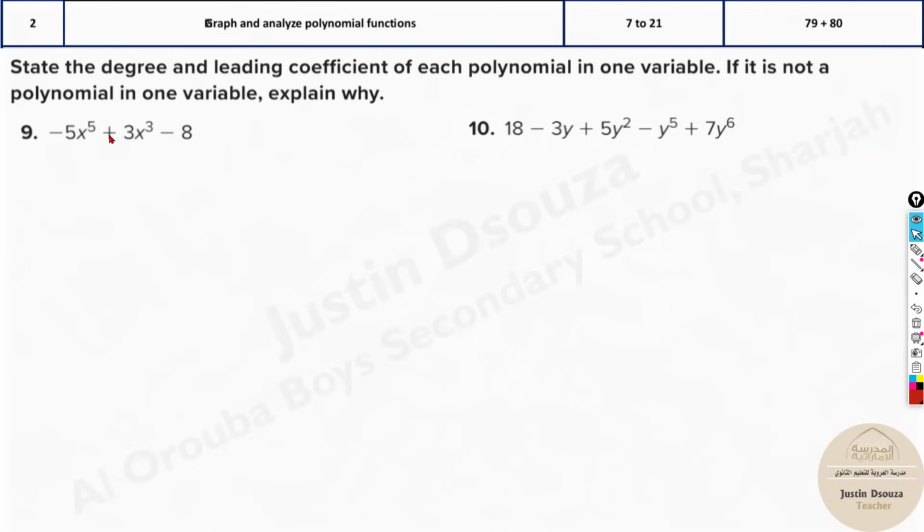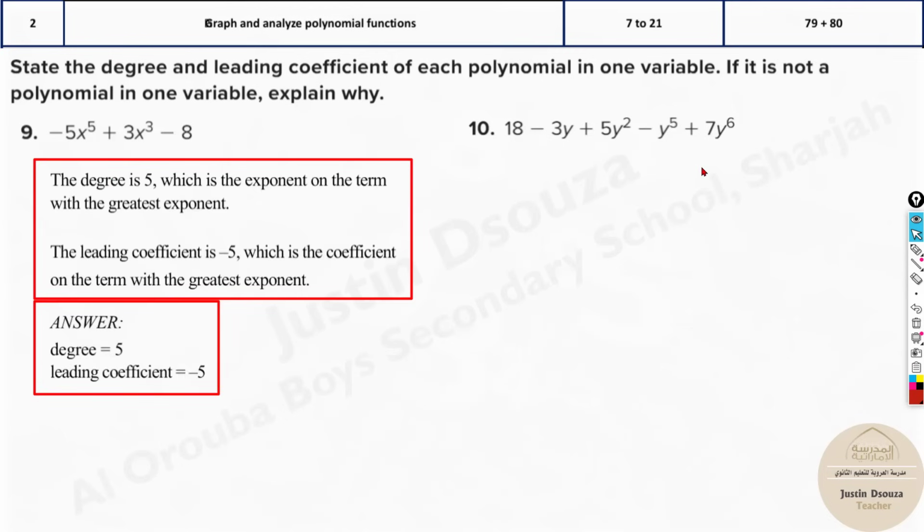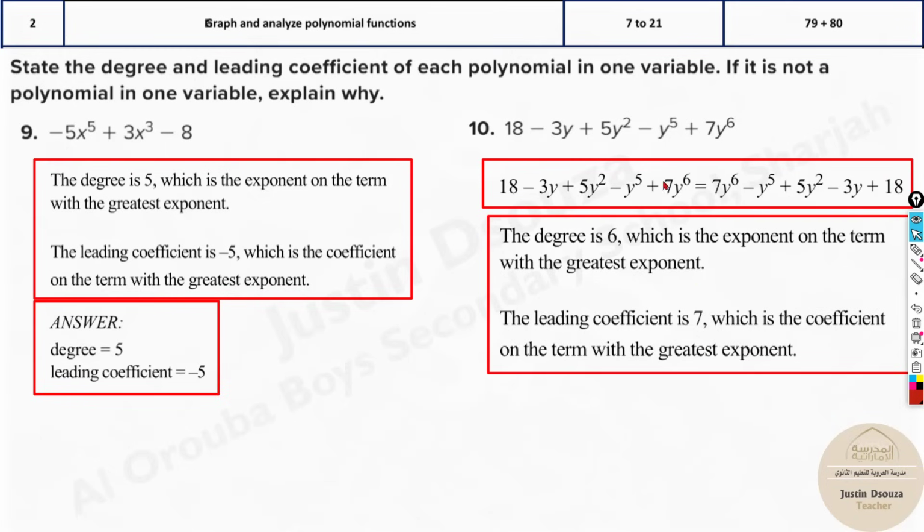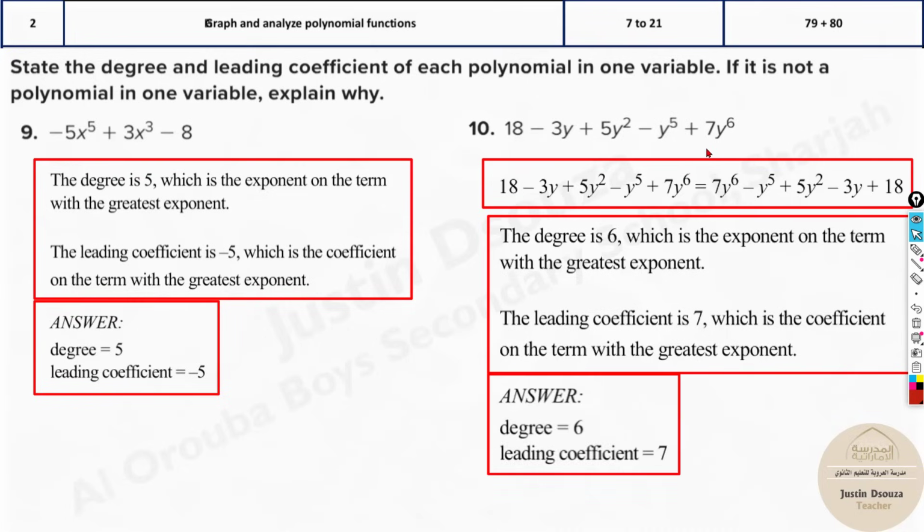Same way over here, you can see the degree is 5 and the leading coefficient is minus 5. What about this one over here? The degree is 6 and 7. Yeah, leading coefficient is 7, the degree is 6. Now what they have done is they have just rearranged and written with the highest degree starting at the first. This is not required, you can just see the highest degree and write it.